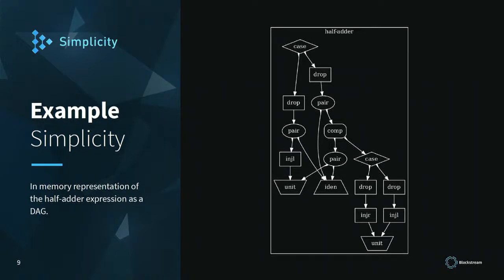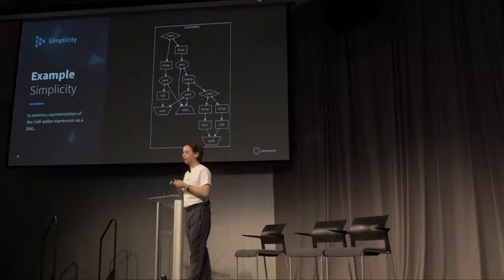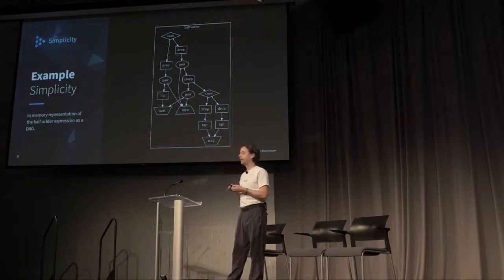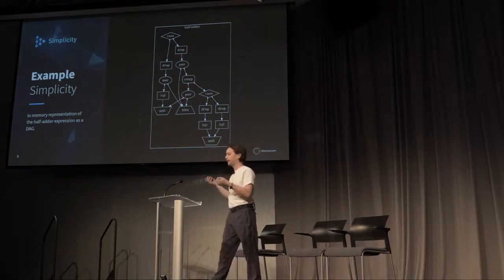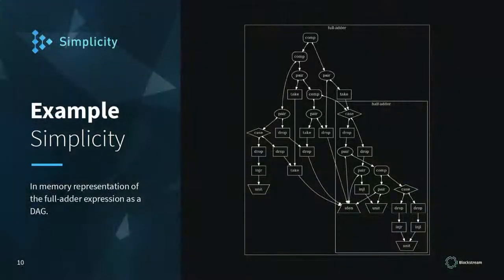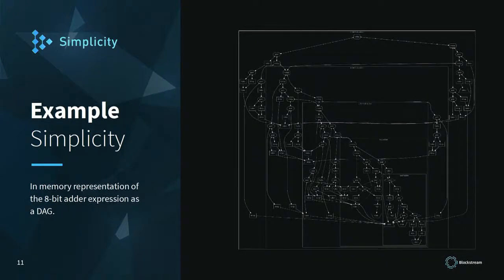Some of the nodes refer to the same sub-expression. And this sub-expression sharing allows us to make very sophisticated programs, but keeping them very concise. So this is the half adder written in sort of the DAG representation in memory. A full adder is composed of 2 half adders, but we can share that half adder sub-expression, and then we can build an 8-bit adder out of a bunch of full-bit adders.